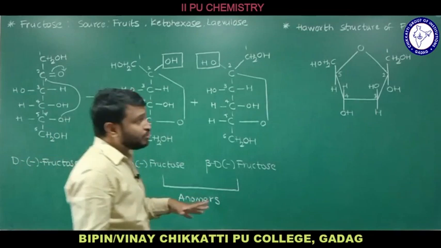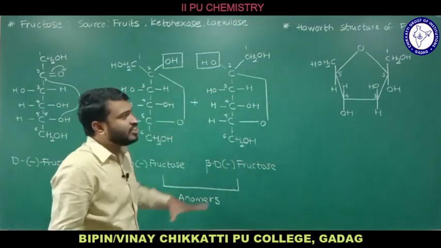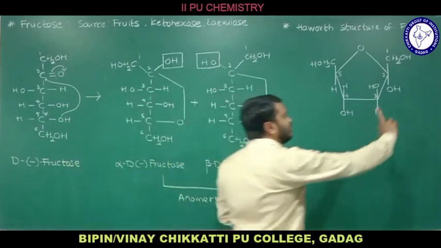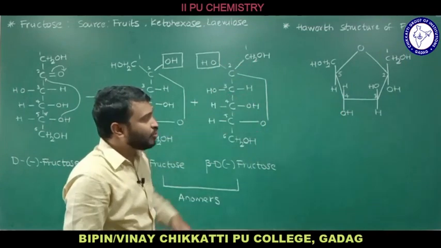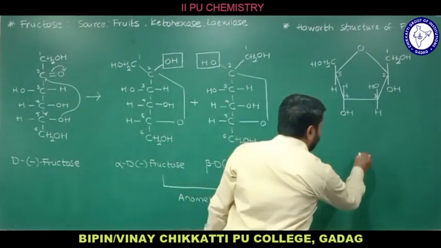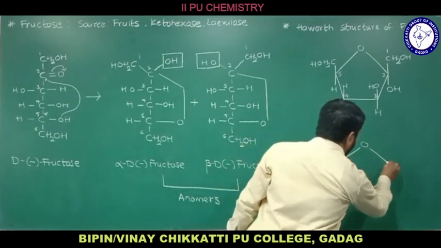And now if I ask you to draw the Haworth structure of beta-D-fructose, what is the very simple change we are supposed to make? You have to interchange the configuration at carbon number 2, isn't it? So just interchange CH2OH and OH, and we are going to get that. Here I am going to explain once again how we can draw the Haworth structure of fructose.